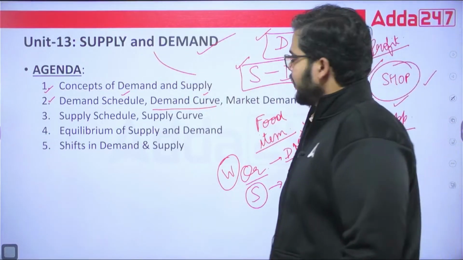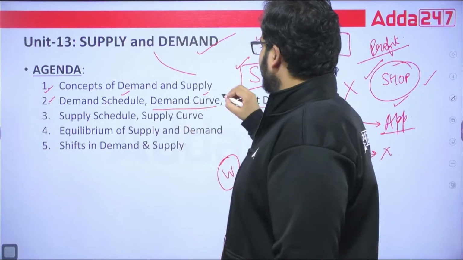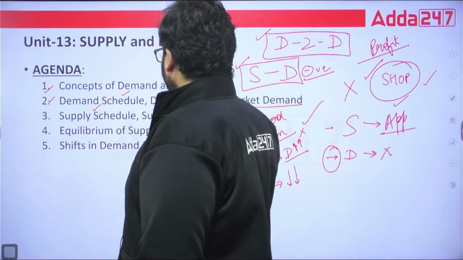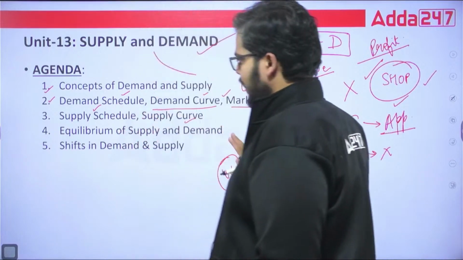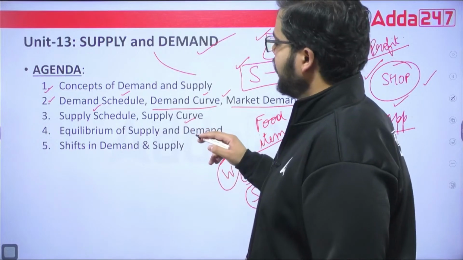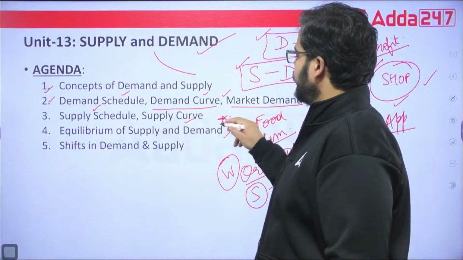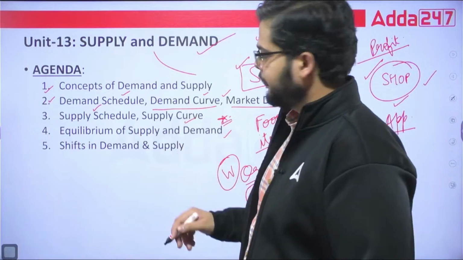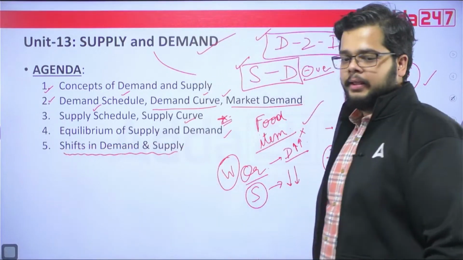Then market demand: although it's a very basic concept, we will still see what market demand is. Then supply schedule and supply curve, where again the schedule and curve run parallel in the supply component. Then we have equilibrium of supply and demand. This is important. When do we achieve equilibrium in supply and demand, and how do we achieve it? The last topic will be shifts in demand and supply.